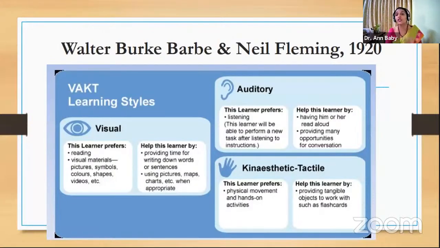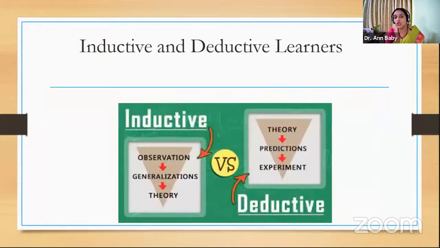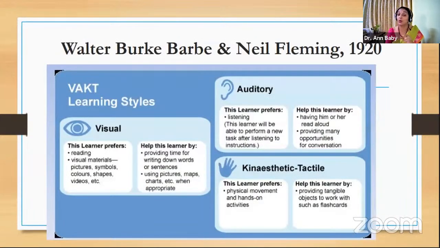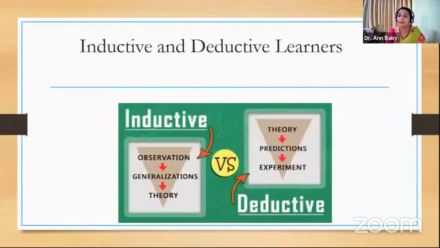Now, the beauty of LCT is you should be able to identify what kind of category students are. Sometimes they might follow another kind of learning style, inductive or deductive. Inductive, like, they observe things around them, and then they come to a theory.